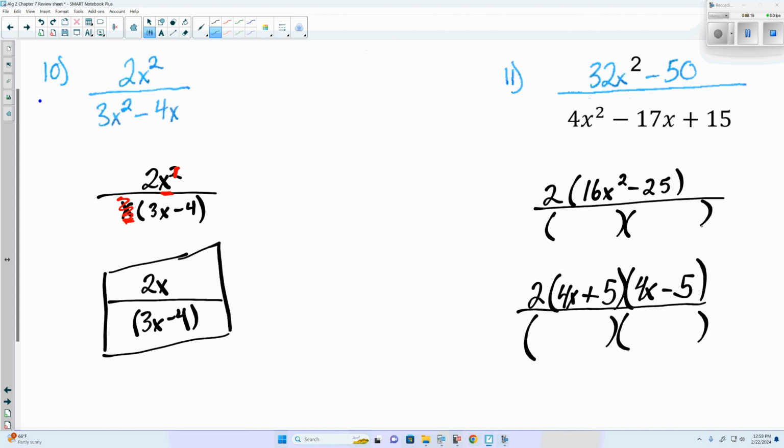4x squared minus 17x plus 15. Since the third term is positive, the signs are the same and match the sign of the middle term. They're both negative. Factors of 4x squared. Well, x squared would be x and x. Factors of 4 are 1 and 4 or 2 and 2. If something's going to cancel, what do we need?